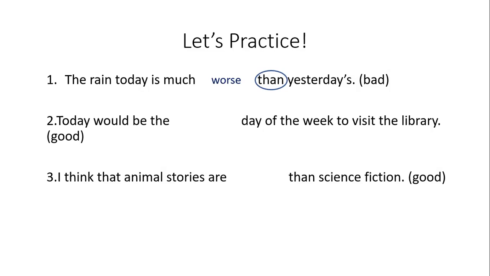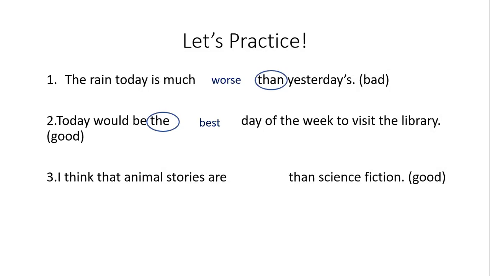Good. Let's go to number two. Today would be the blank day of the week to visit the library. And then we have the adjective good. Did you identify a word in there before the space? If you said the, you're right. Also, we are comparing today with the days of the week, and we know that the week has how many days? 7. So that's more than 3. So not only do we see the keyword the, but we know that days of the week has more than 3 days. So we know that we need to use the superlative. And what is the superlative form for good? Please don't say goodest. Best. Yes, today would be the best day of the week to visit the library.